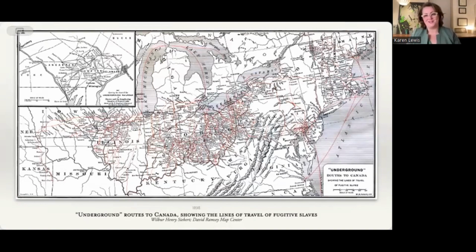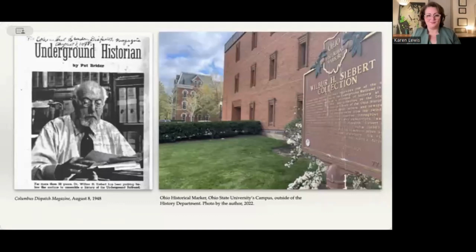And the cartographic pivot point between all of these threads can be traced back to this map, drawn by Wilbur Henry Seibert at the end of the 19th century. So just like myself, Wilbur Seibert was a professor at the Ohio State University. And in 1898, he published a book containing maps that depicted the first systemized vision of the routes enslaved people used to escape across the Ohio River and into the free North in Canada.